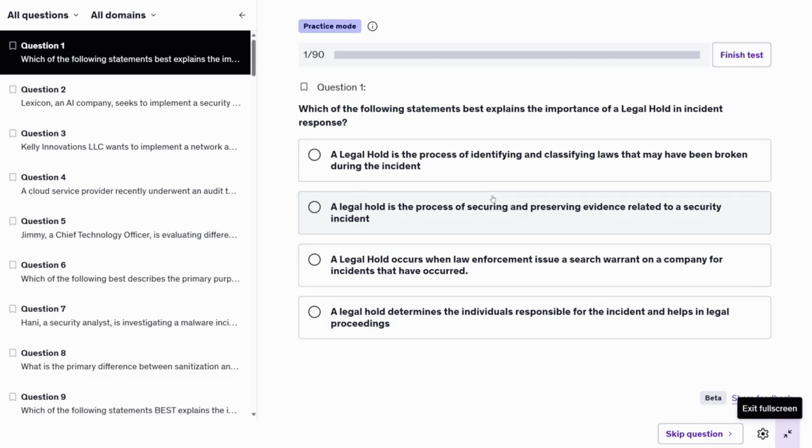All right, guys, so welcome into the CompTIA Security Plus test version 2. We're going to go ahead and get right into question number 1. Which of the following statements best explains the importance of a legal hold in an incident response?